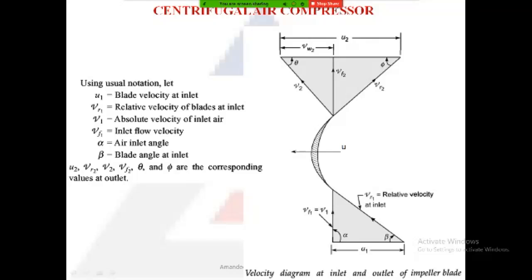Now in this case, alpha is 90 degrees. So V1 becomes equal to VF1. And the horizontal component, VW1, will be equal to V1 cos alpha. Now cos 90 is 0. So hence, in this case, where the inlet angle alpha is 90 degrees, the whirl component is 0 in the case of a centrifugal compressor. So these are the inlet and exit velocity triangles for a centrifugal compressor.